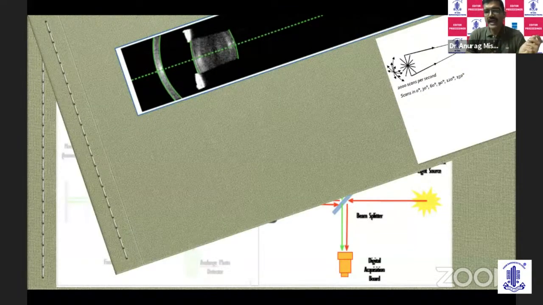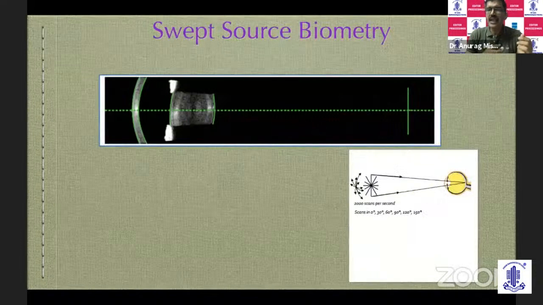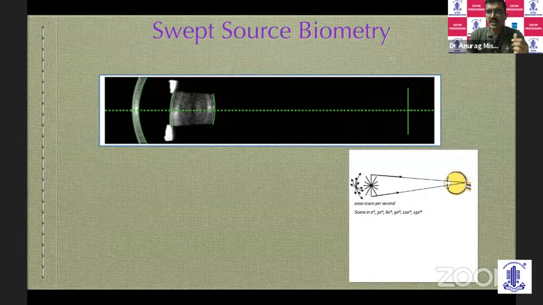It scans the eye in 6 radial meridians lined at 0, 30, 60, 90, 120, and 150. 128 scans are taken along each of these meridians, and the whole measurement is repeated 5 times. So that amounts to 2,000 scans per second. It gives us a very accurate anterior chamber depth.